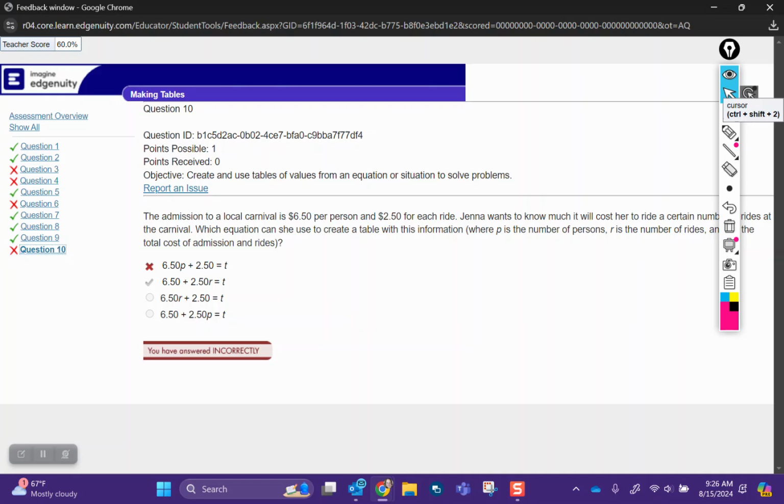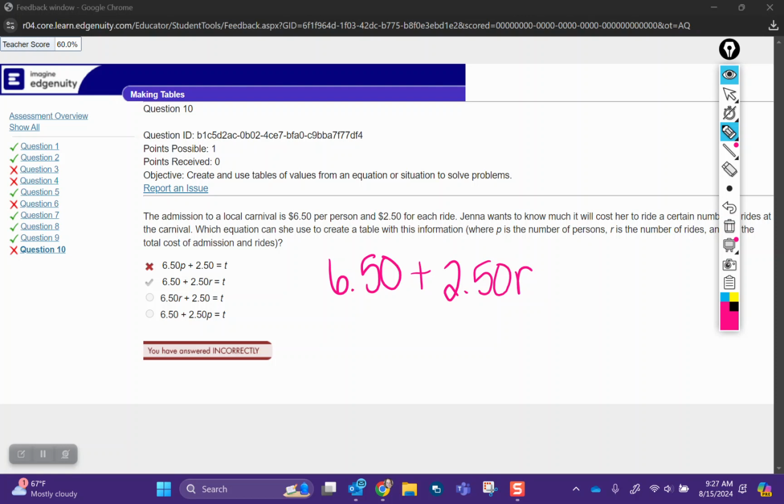So you selected the equation that was 6.5P, and we would use P there if we had more than one person, but we just have Jenna. So Jenna only has to pay the $6.50 once. So it would be $6.50. What we don't know is how many rides she's going to take, and those are $2.50 each. So there we have the $2.50R, where R is for rides.